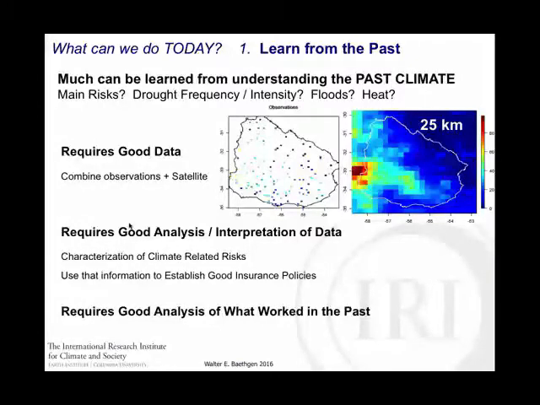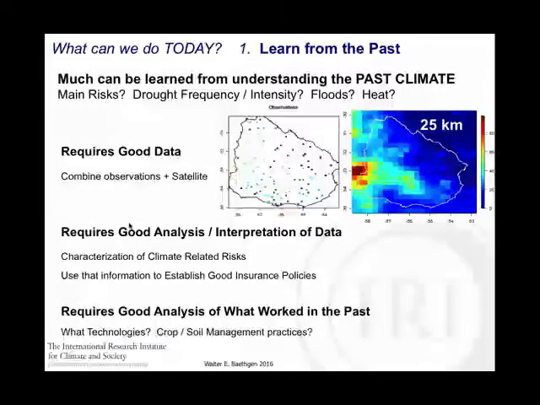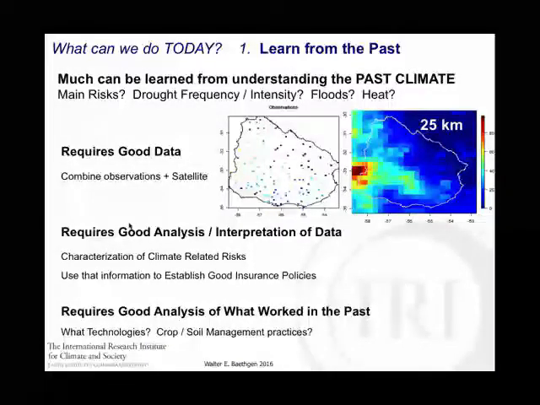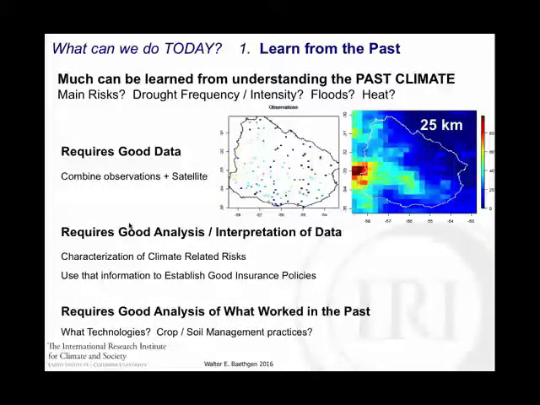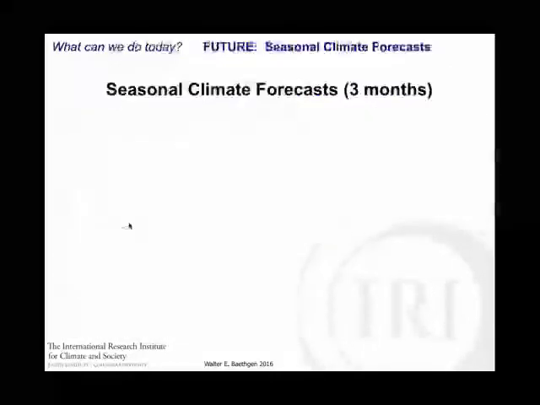Learning from the past also requires good analysis of what worked in the past. That is, what technologies worked well when we were confronting a drought? What soil or crop management practices were most successful? So this is what we do today, learning from the past.